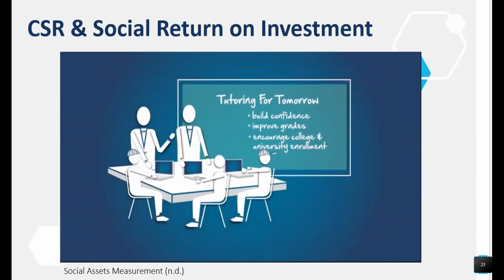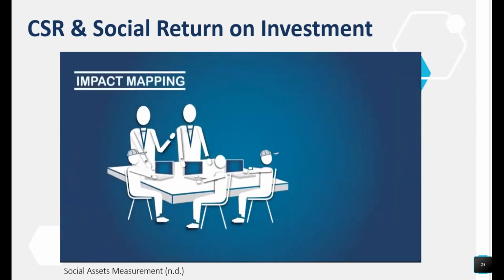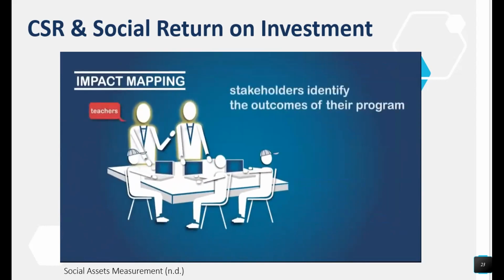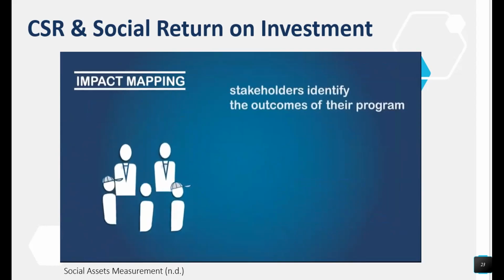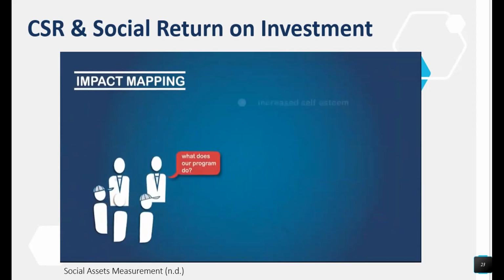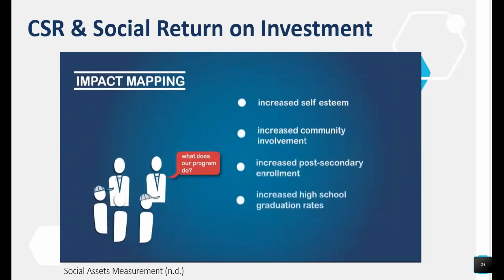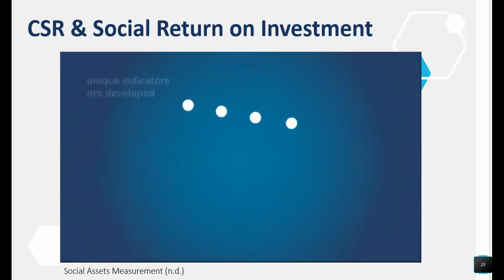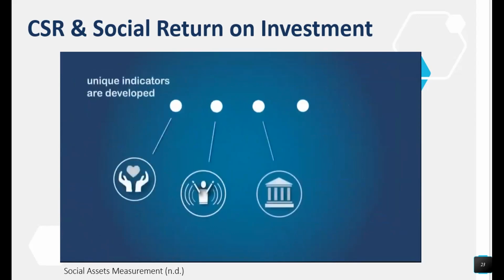To begin this process, Tutoring for Tomorrow creates an impact map. Stakeholders are identified, in this case, teachers and students, and the organization connects with the stakeholders to discuss the key activities and outcomes of Tutoring for Tomorrow. Once these items are identified, indicators are developed, which are used to measure the social impact created.